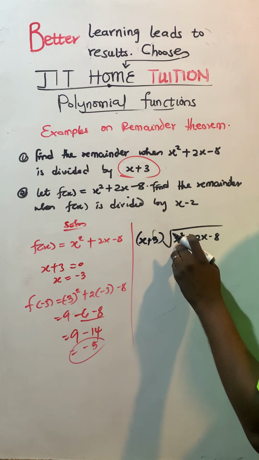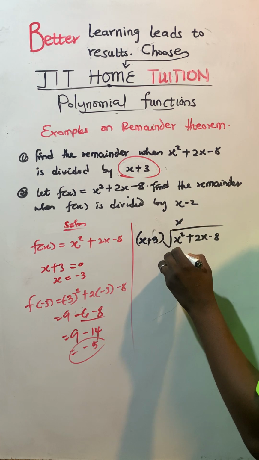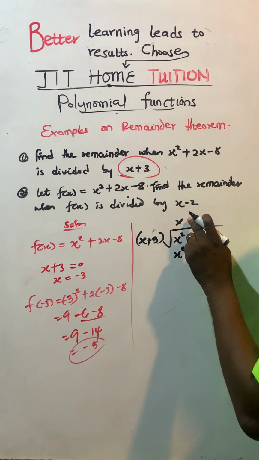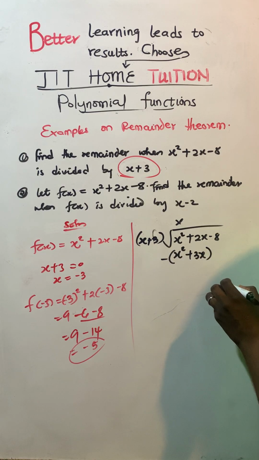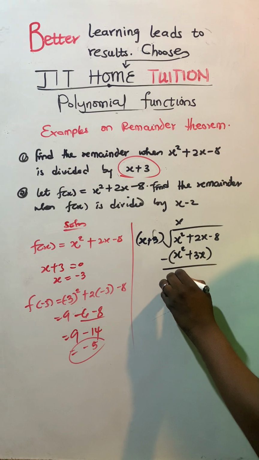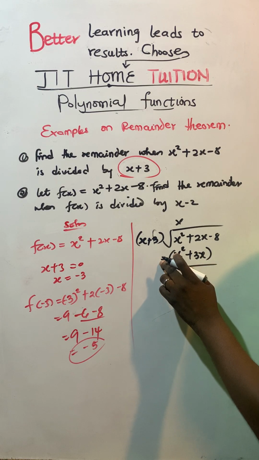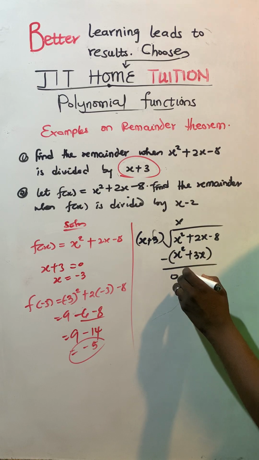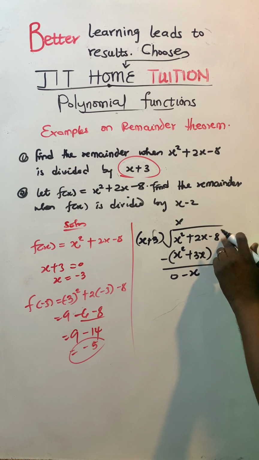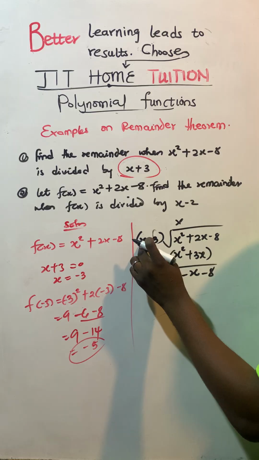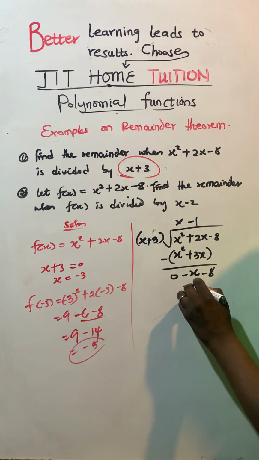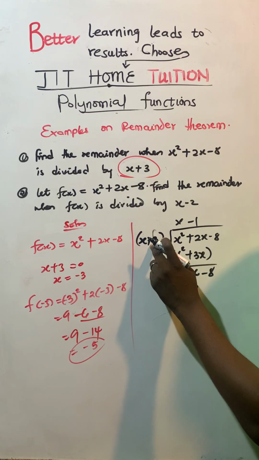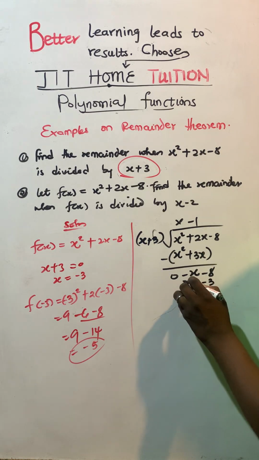x divided into x squared, you have x times x is x squared. The same x will multiply this, that will give you 3x, and you subtract. And so here will give you 0, and here it will become -3x plus this, so you have -x. So you bring the -8 here. This one will come and divide, that will give you -1. -1 times this is -x. -1 times this, that will give you -3.